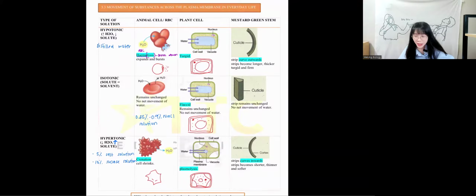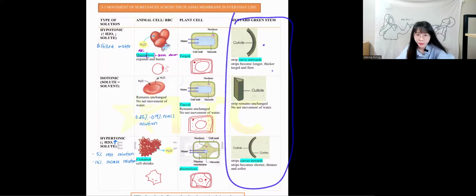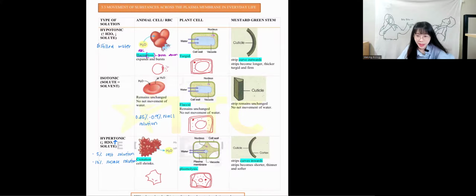Okay, the last one is called mustard green stem. What is a mustard green stem? You can cut potato strips. You can also use a mustard green stem. You can also use a spinach stem. Have you all tried this experiment in school? Like when you cut it and then you immerse it into different solutions. Some of the school teachers will ask you to do it. Or it can be a Paper 3 question actually. In Paper 3, they will also ask you to do this experiment because you can have your result immediately, in about 10 minutes. Potato strip, okay, yeah, it's cut with the stem, right?